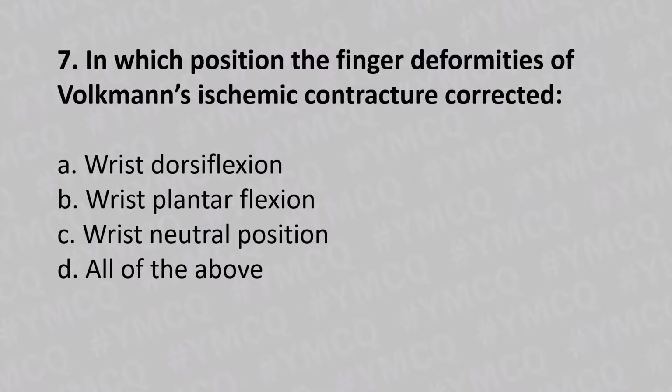Moving to our seventh question, in which position is the finger deformity of Volkmann's ischemic contracture corrected? Option A, wrist dorsiflexion, option B, wrist plantar flexion, option C, wrist neutral position, option D, all of the above. And the answer is option A, wrist dorsiflexion.